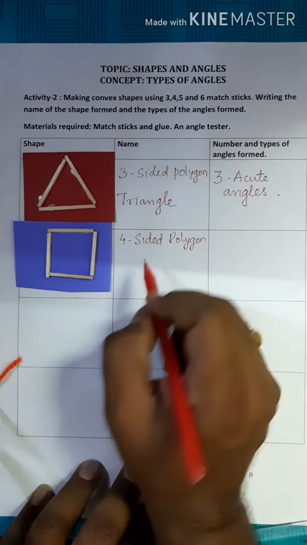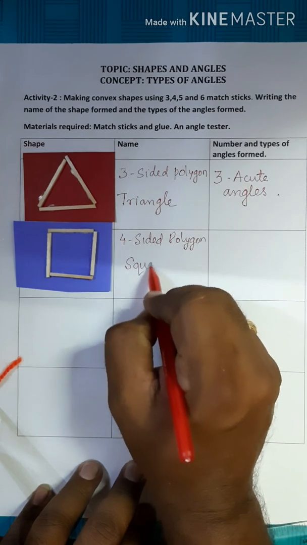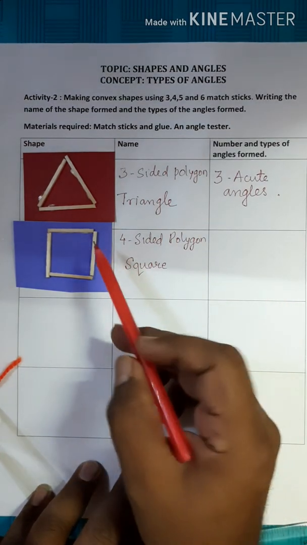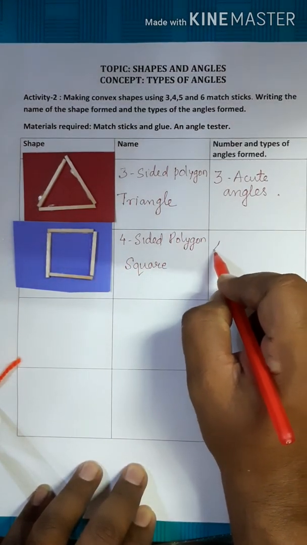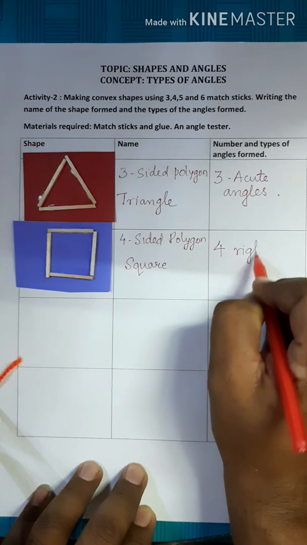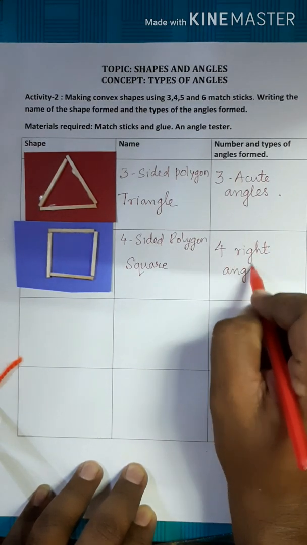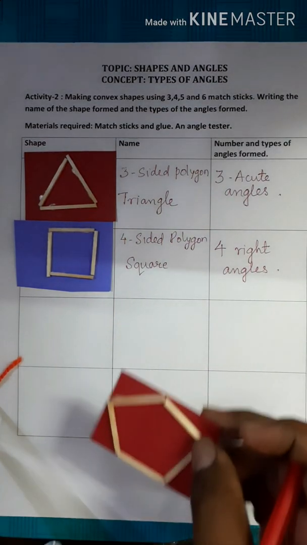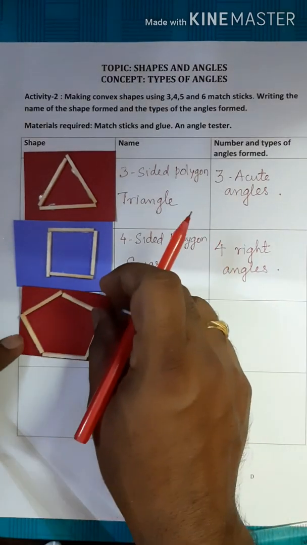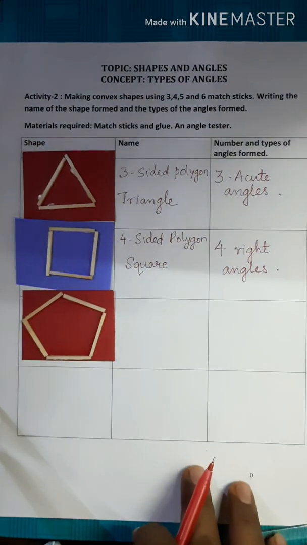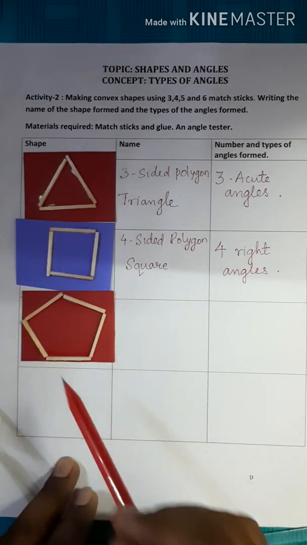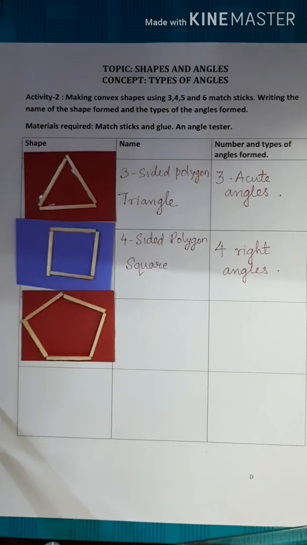This is a special type of quadrilateral which is called a square, because all 4 sides I have used are equal and all angles are equal to 90 degrees. So it has 4 right angles. Now let us take one more picture. This is formed using 5, you can count 1, 2, 3, 4, 5 straight lines. I have used 5 matchsticks.